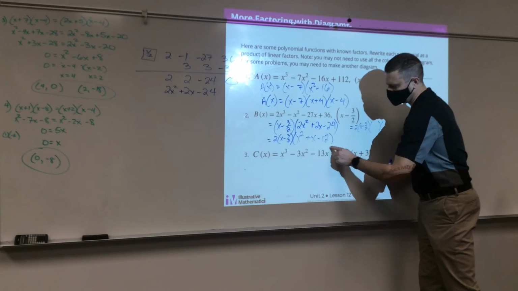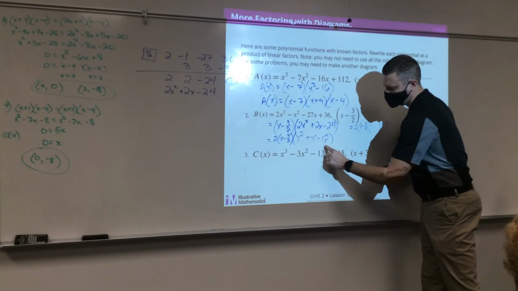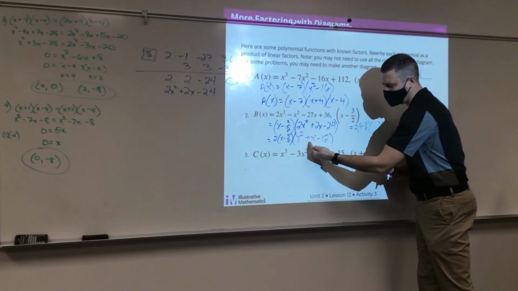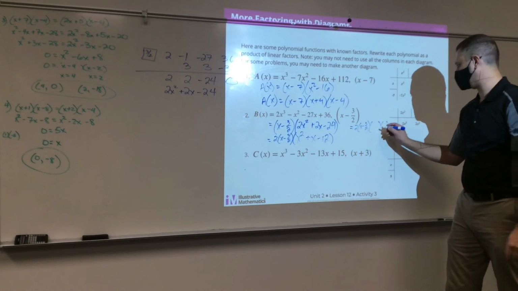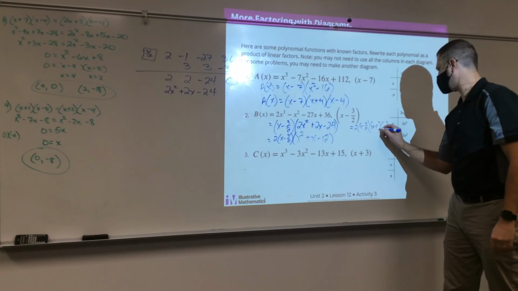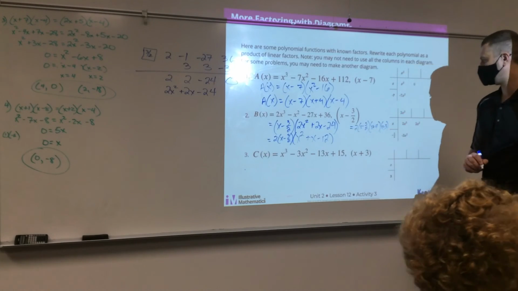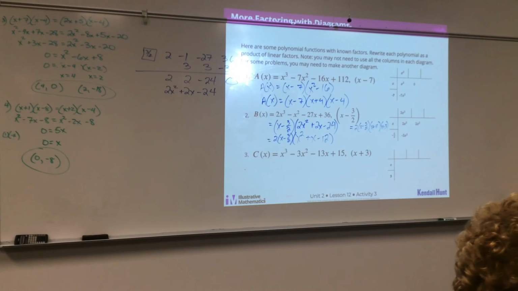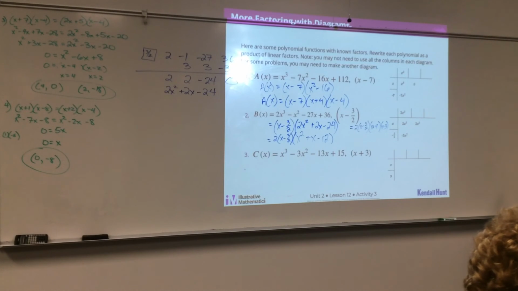What would this factor to? X plus 4, x minus 3. It's got to add to 1, multiply to -12. So x plus 4, x minus 3. Okay? Any questions on what I did there?